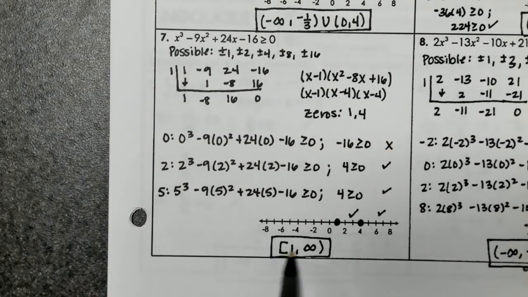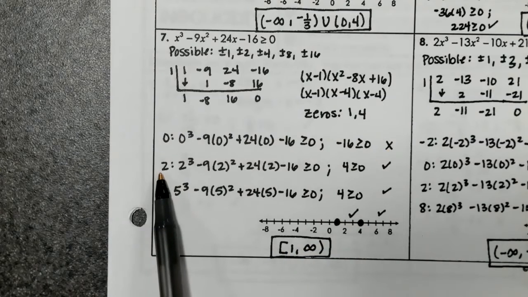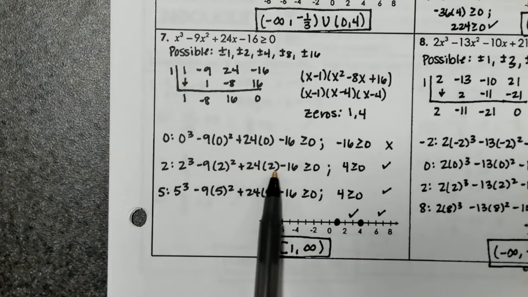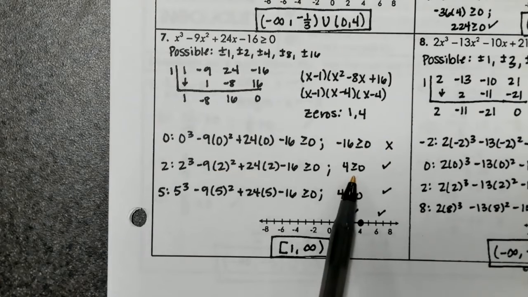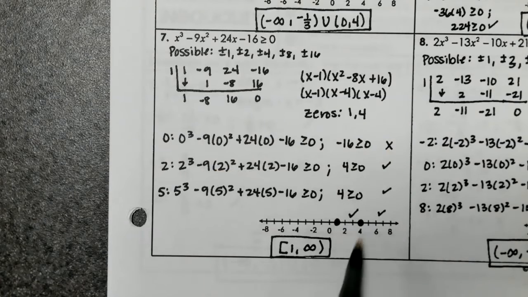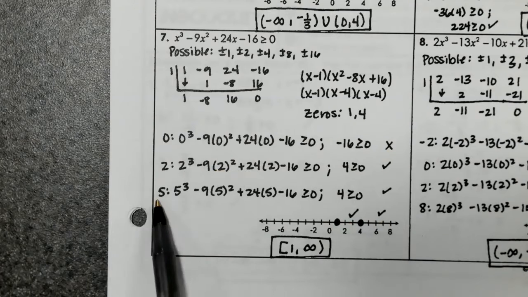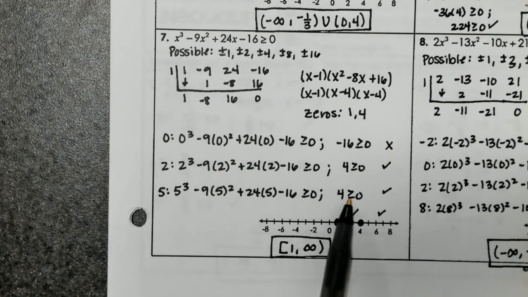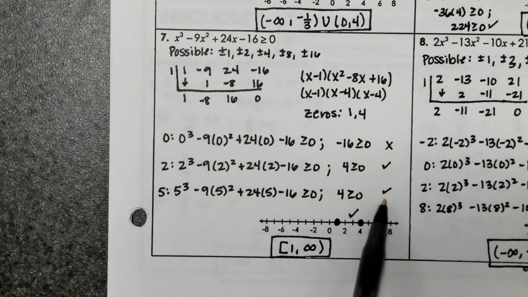And then here in the middle, we can plug in 2. Solve this one. You get 4 is greater than or equal to 0. That one is true. And then for this top part, plug in 5. You get 4 is greater than or equal to 0. That one is true. So your answer is going to go from 1 to infinity.